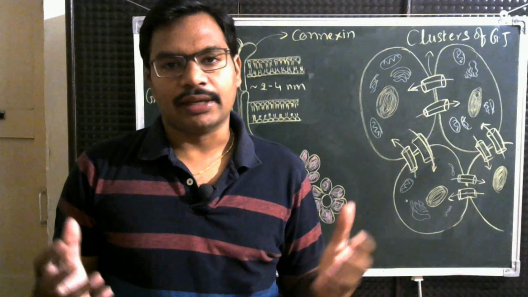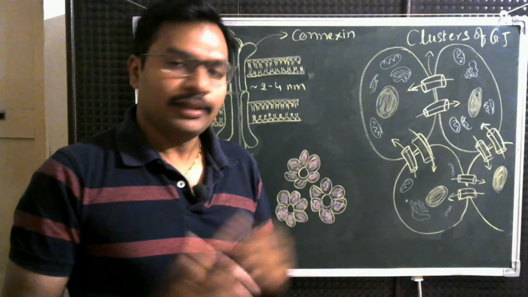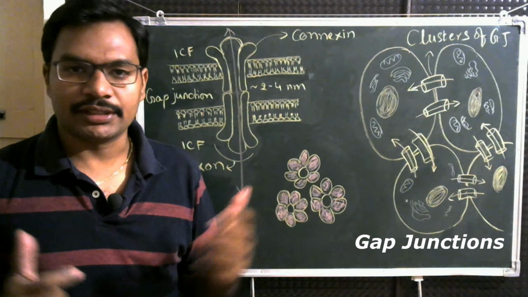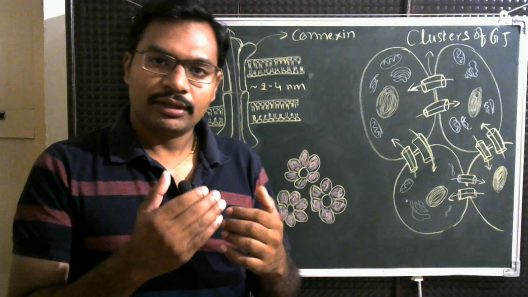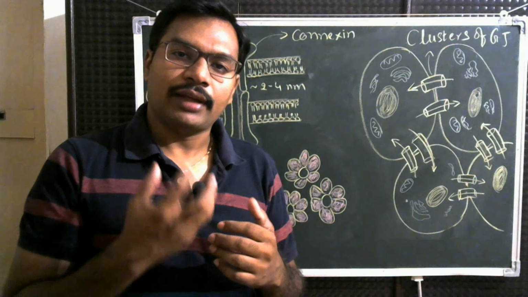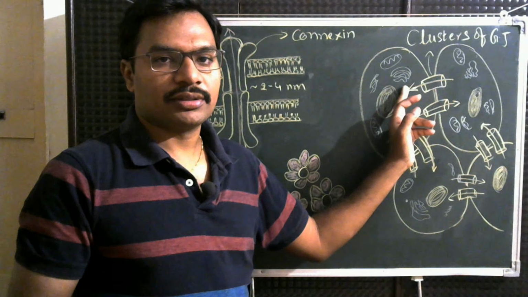Communication between two cells is very important as far as physiology is concerned. In this lecture, I would like to discuss the gap junctions. The gap junctions are intercellular channels which connect neighbor cells and allow ions, metabolites and messengers across the cell membranes.